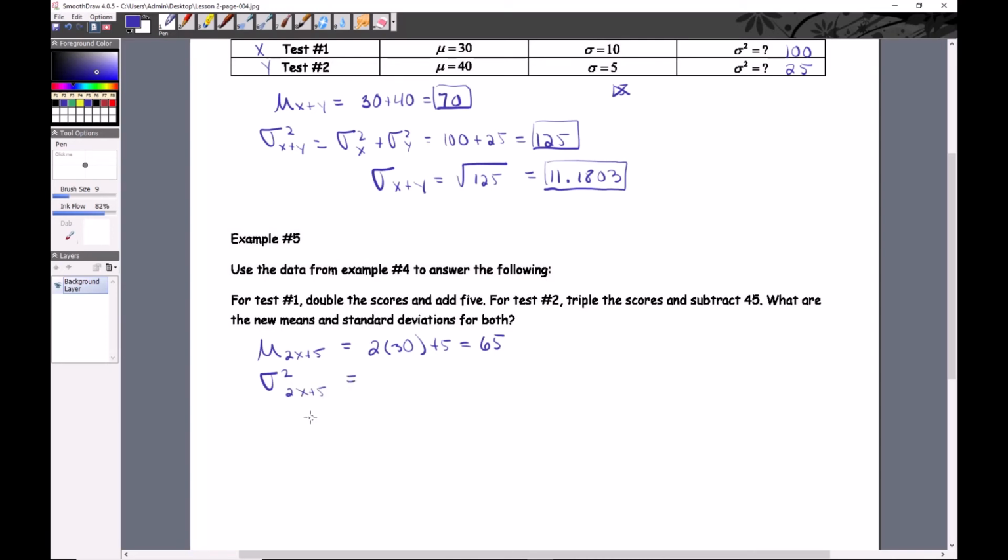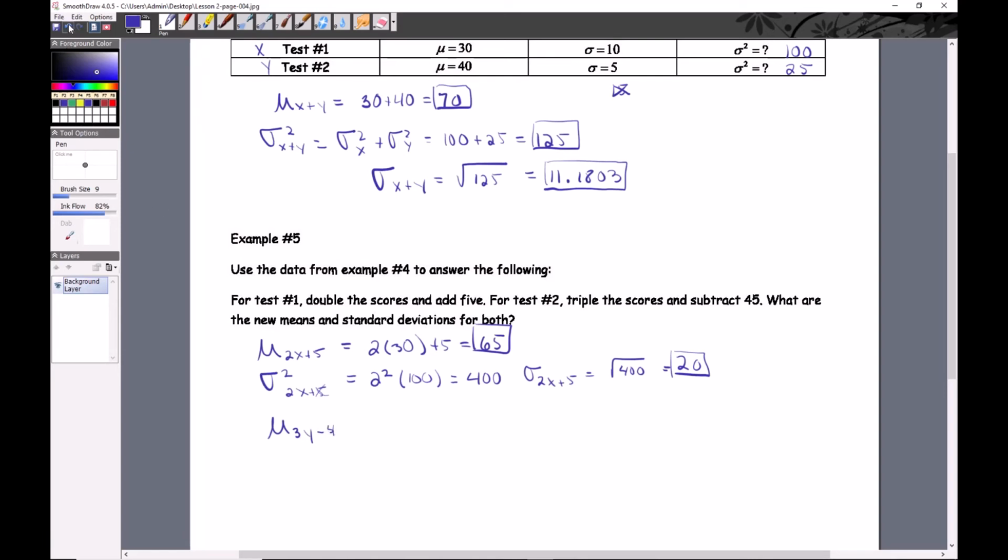Okay, you don't need the 5, right? You only need the 2 because we're modifying a single distribution here. So this will be 2 squared times your original variance, which is 100, or 10 squared, whatever. And so that's 4 times 100, which is 400. Now to get the standard deviation for 2x plus 5, that'll just be the square root of 400, which is 20. So there are the 2 things they want. That's for the first test. All right? So the next one will be mu of 3y minus 45.